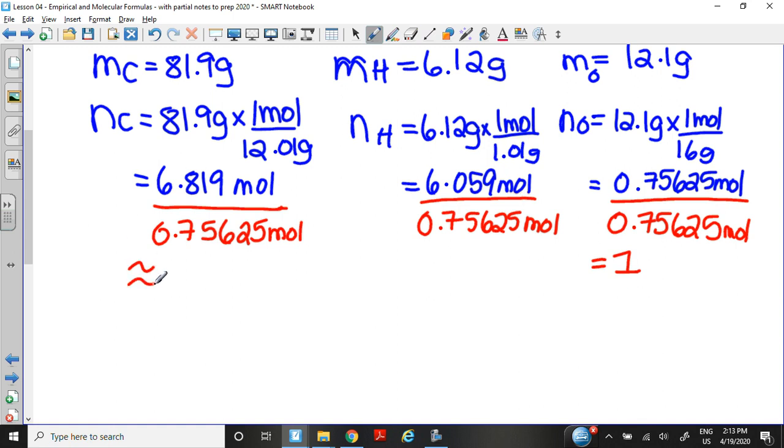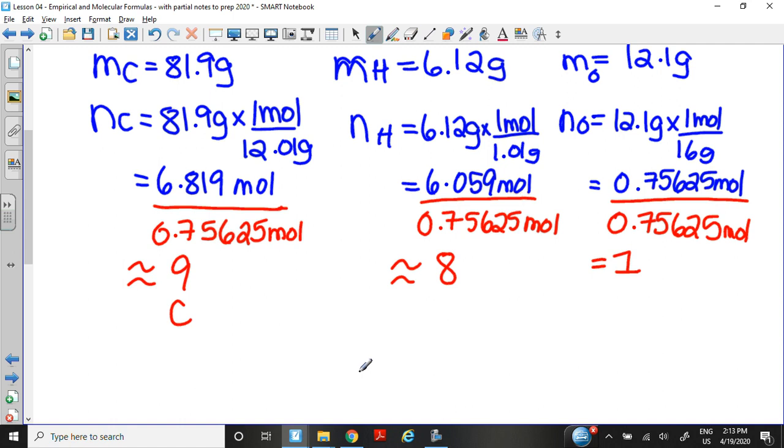If you tried it out, when you check your number, you should see that you get pretty close to 9 here. So we can round it to 9. And over here with hydrogen, it's pretty close to 8. So now when we look at our numbers, we've got 9, 8, and 1. Those are whole numbers, and those are some good things that we can use in a formula.